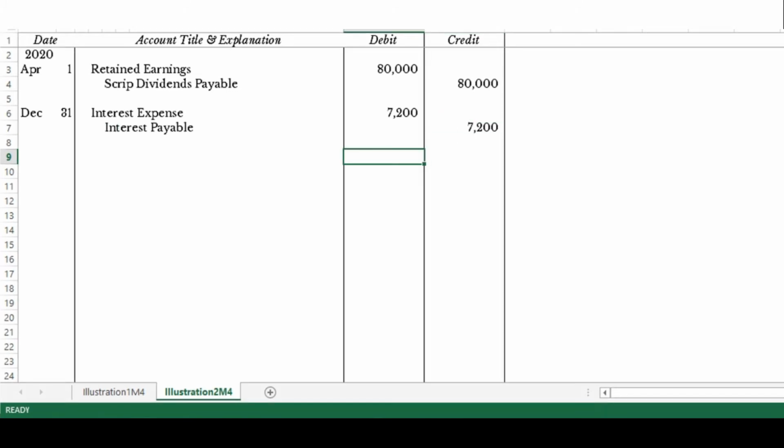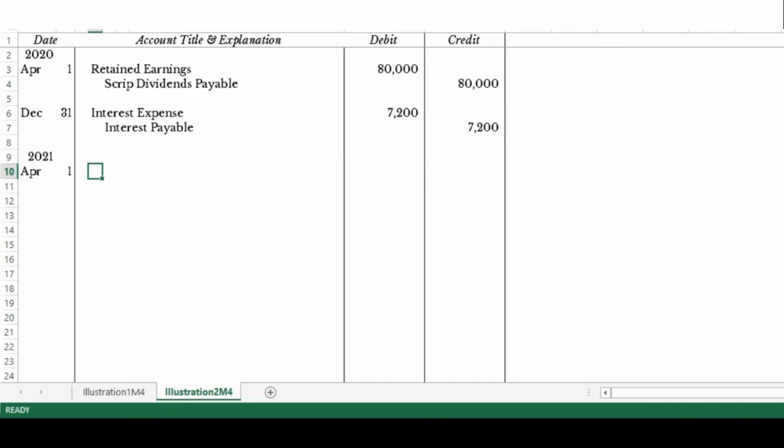Oh, by the way pala, yung scrip dividends payable, it will be reported as current liability as of December 31, 2020 because it is expected to be paid within 12 months from the reporting period. Pero kung halimbawang let's say yung dividends is payable ng 2022, it should be reported as non-current as of December 31, 2020. Okay, after that, pagdating ng April 1, 2021, which is the date of distribution.